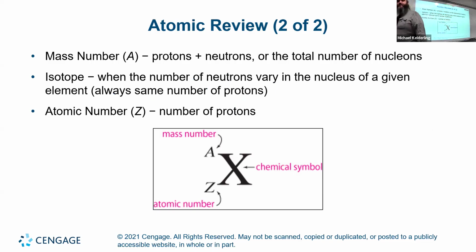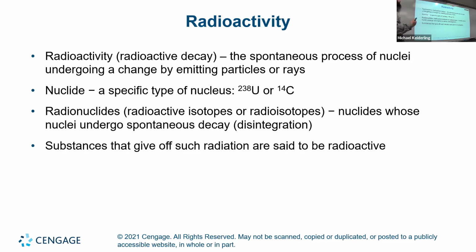So again, mass number is the number of protons and neutrons, or the total number of nucleons. An isotope is when the number of neutrons varies in the nucleus of a given element. And the atomic number is the number of protons. Now, radioactivity is the spontaneous process of a nucleus undergoing a change by emitting particles or rays. So a nuclide is a specific type of nucleus. It's a specific isotope, like uranium-238 or carbon-14. So it's not just a specific element, it's an element at a specific mass with a specific number of protons and neutrons.